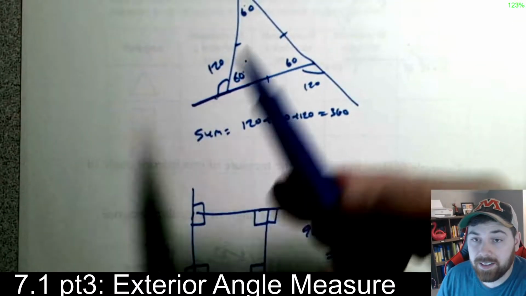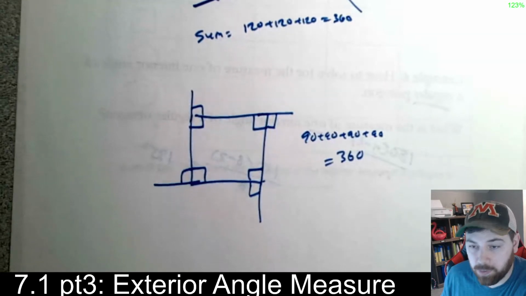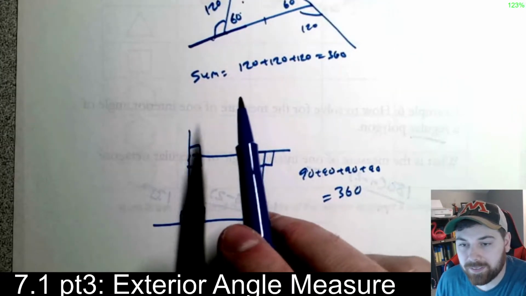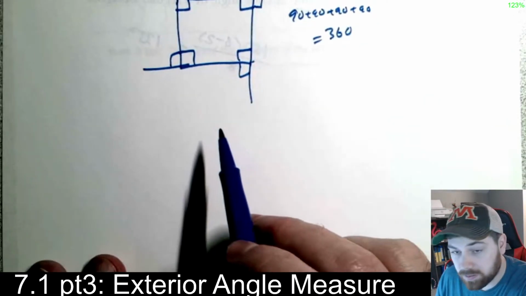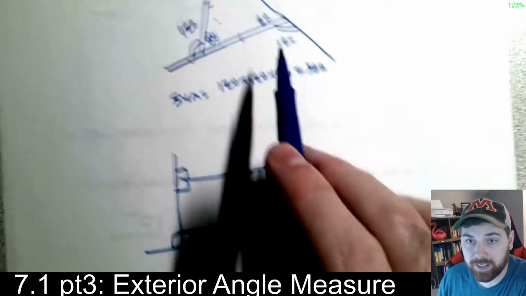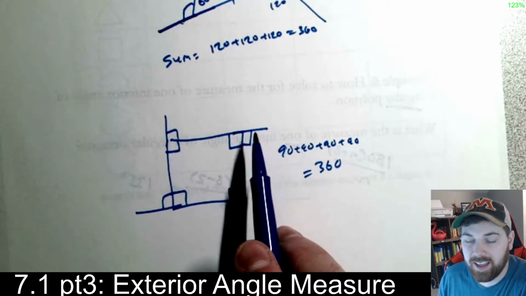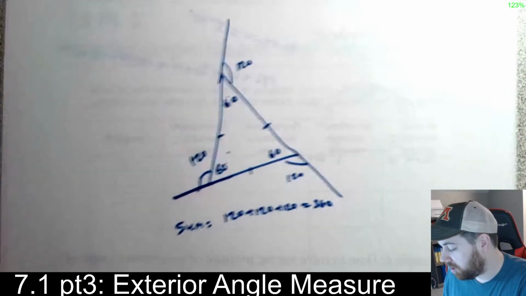Now you might see a pattern here. On the inside, this was 180, this is 360, 540, and so on. But look what's going to happen. As the inside grows, the outside is going to go smaller. This was 120, now this is 90. And so it's going to equalize. It's going to be 360 always.